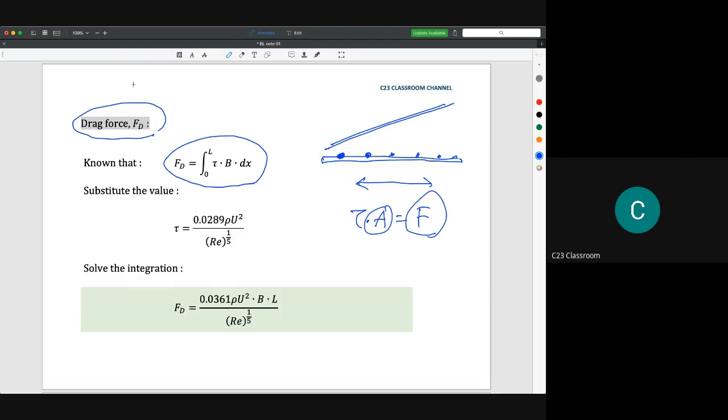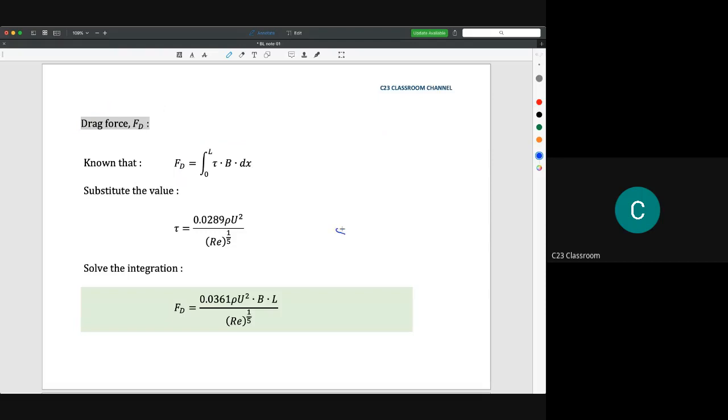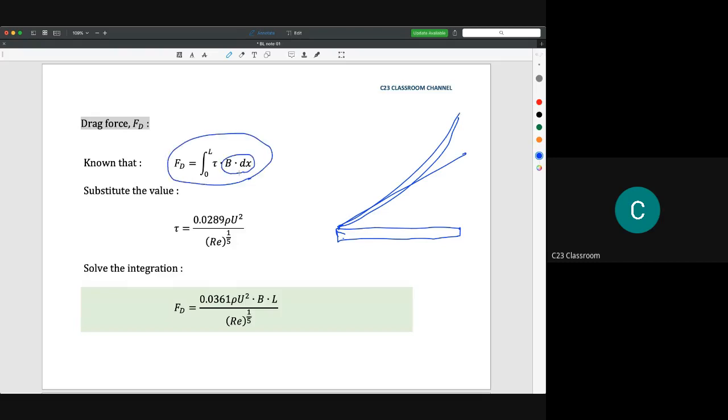The drag force should start with the integration, because the increment of drag force depends on the velocity profile. It might increase linearly, it might increase exponentially. So it depends on the velocity profile. So we have the integration of tau b dx. Here b is the width of the plate. So this is the plate. B here is the width of the plate, and dx is the x-axis length.